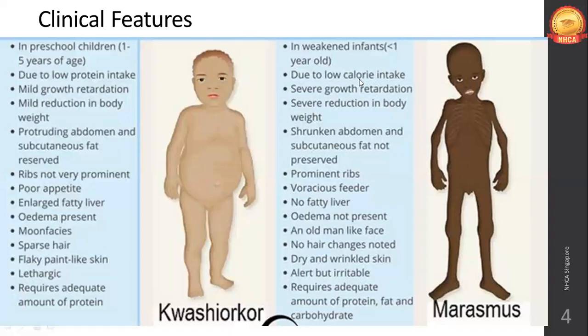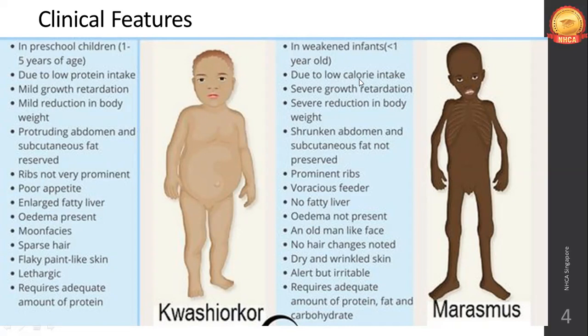Coming to kwashiorkor. The name means a disease that an elder child gets. Definitely a child older than 1 year of age, between 1 and 6 years. If the child is malnourished in that age group, usually they will get kwashiorkor. And this is due to low protein intake.